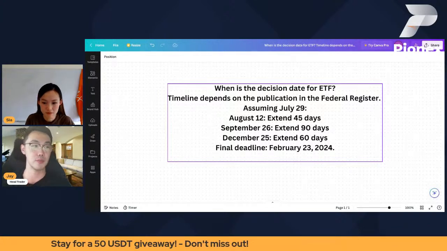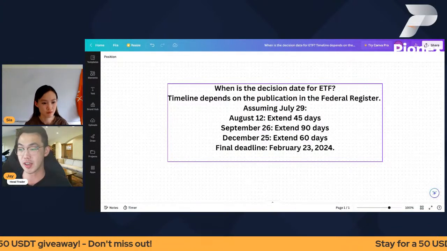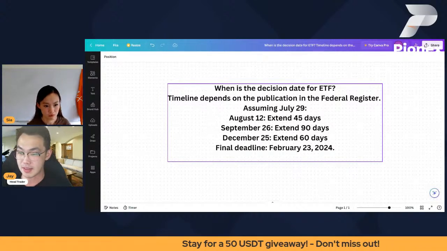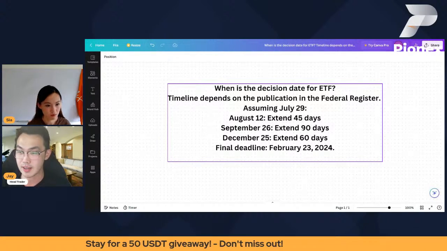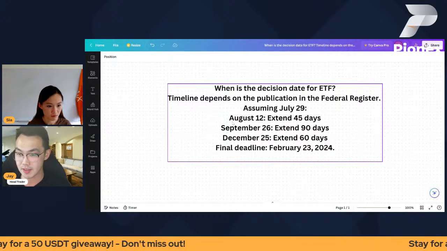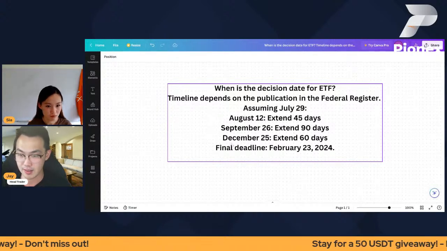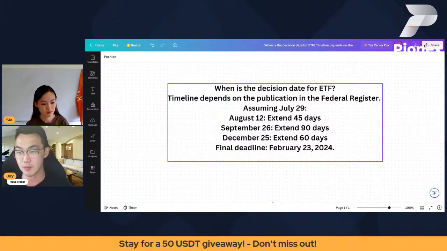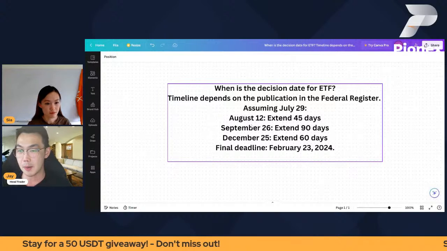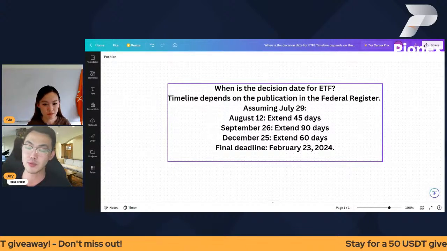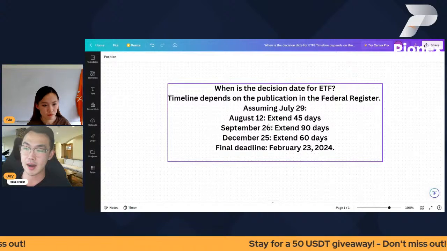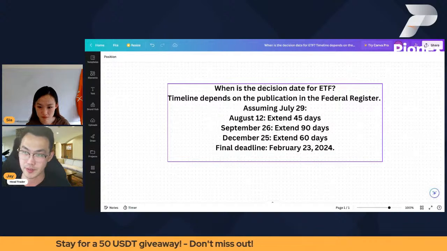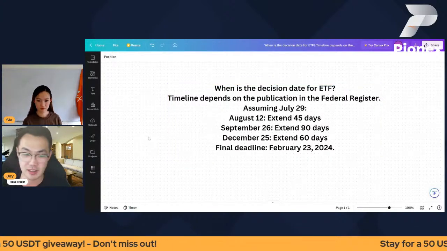I have no prediction when the SEC will publish their opinion and if it gets approved or not. But these are the key dates to keep in mind. We can see some run-ups into August 12th, September 26th, as well as December 25th, and definitely February 23rd when the deadline is coming up. Of course, we hope that the Bitcoin spot ETF will be approved sooner than later. And as I said before, I'm going to be selling into the news of the approval. I would give it like an 80% chance that it will be approved.